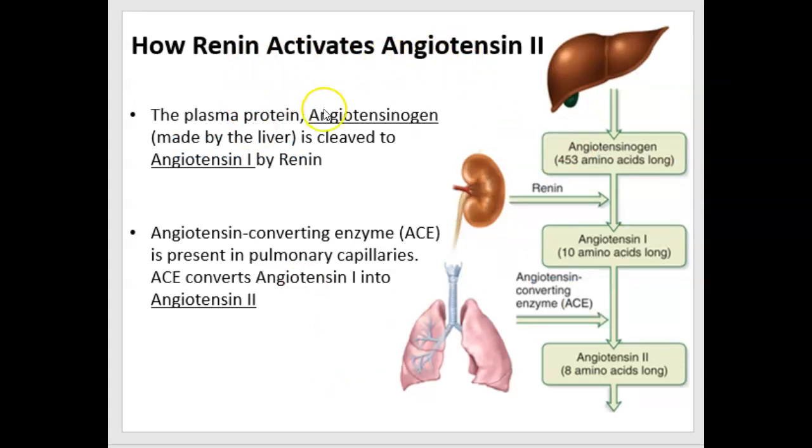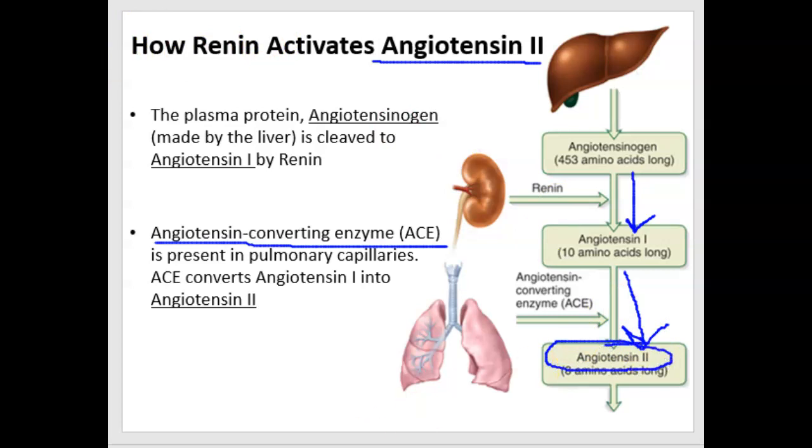In a stepwise process, it activates angiotensin II, which is really the vasoconstrictor. So what renin does is convert angiotensinogen into angiotensin I. Now angiotensin I is floating around in the blood, and it goes through the pulmonary capillaries where it's exposed to an enzyme called ACE, and that converts angiotensin I into angiotensin II. So really, what has renin done? All it's done is produce angiotensin II, okay?